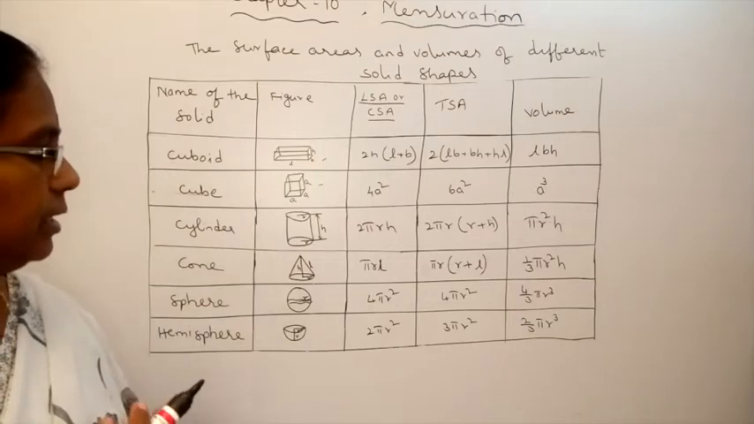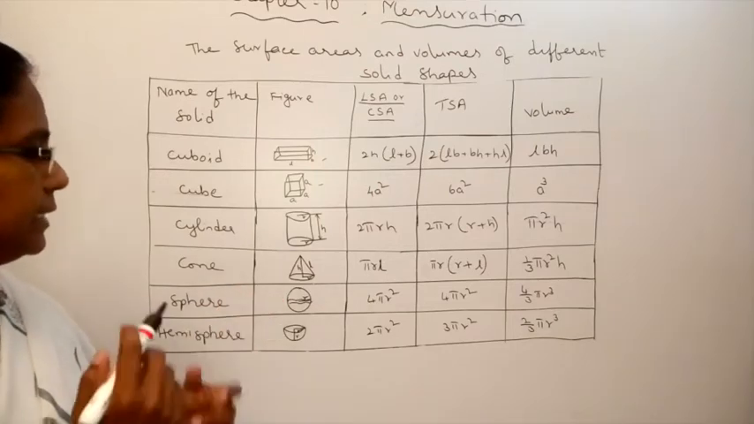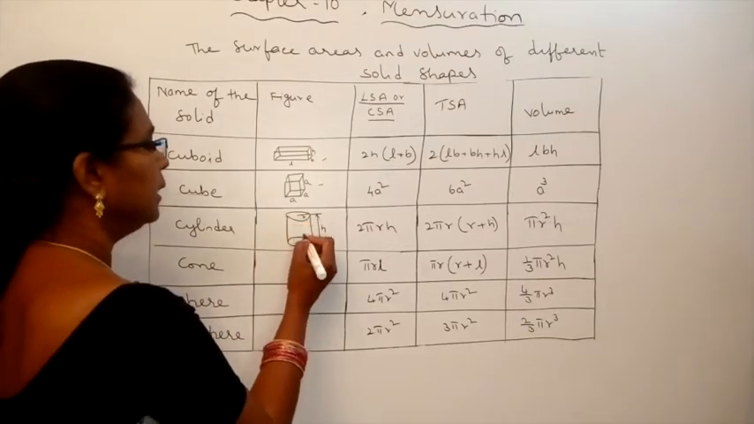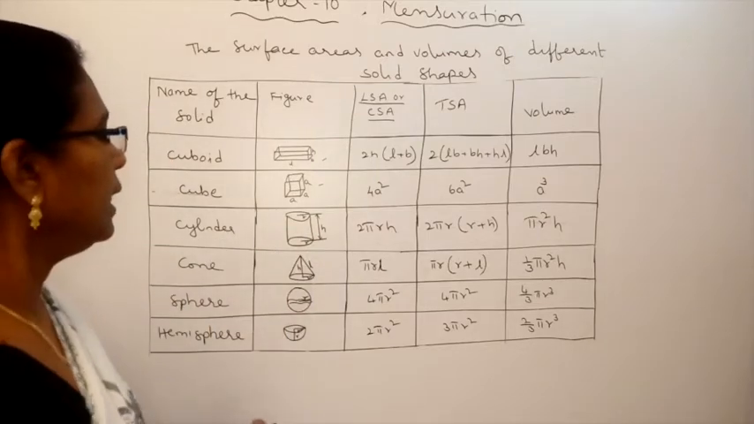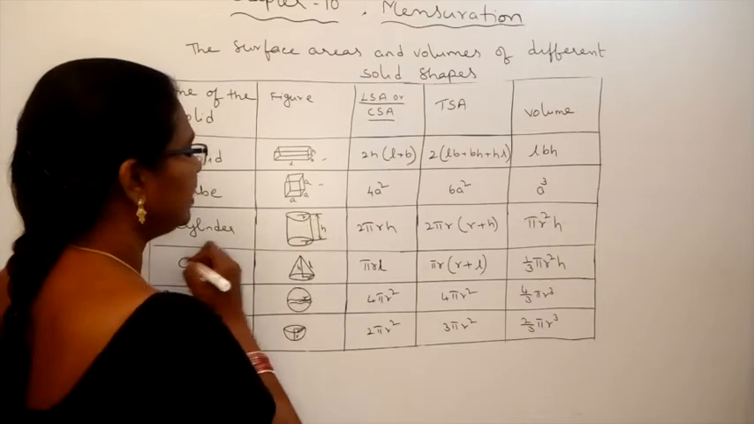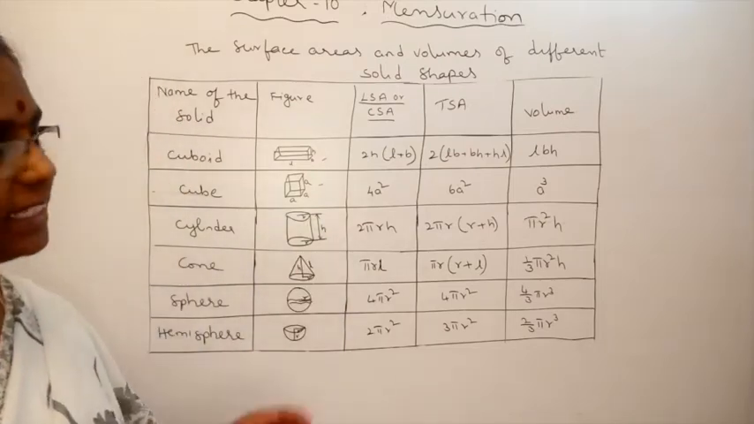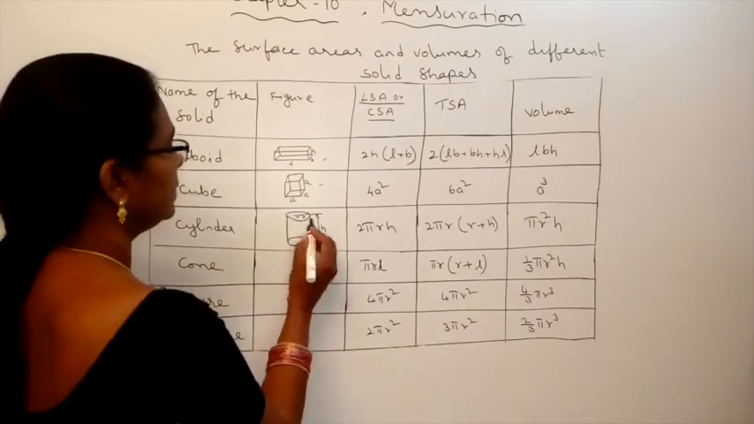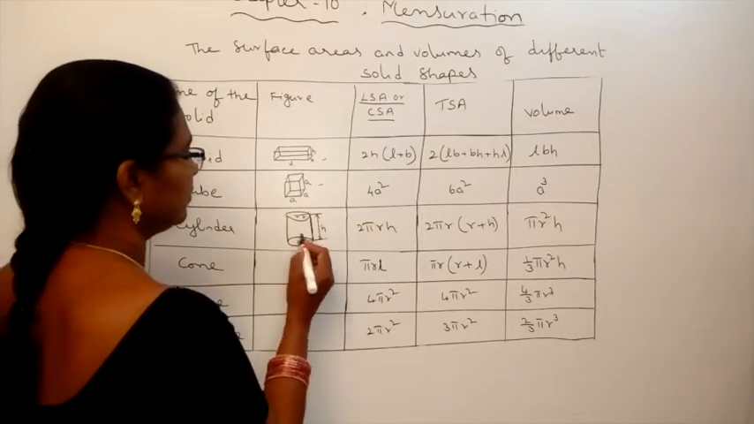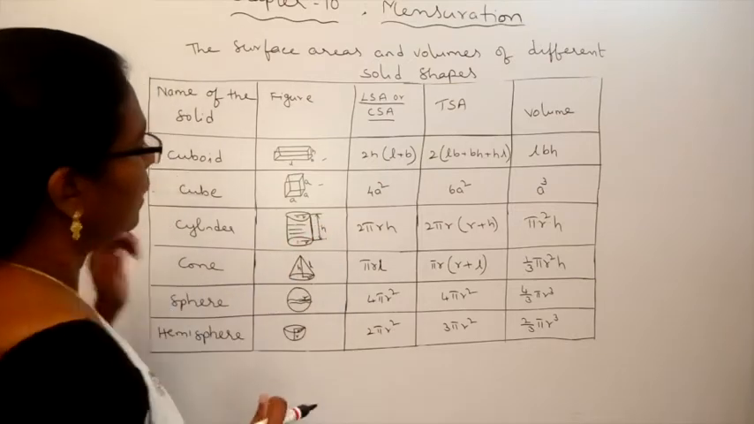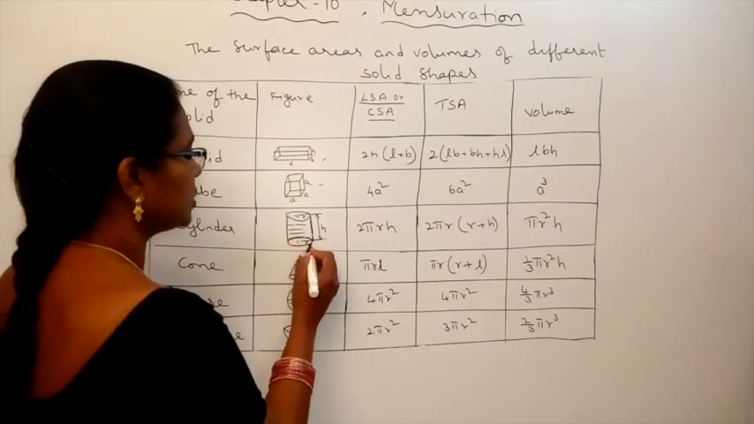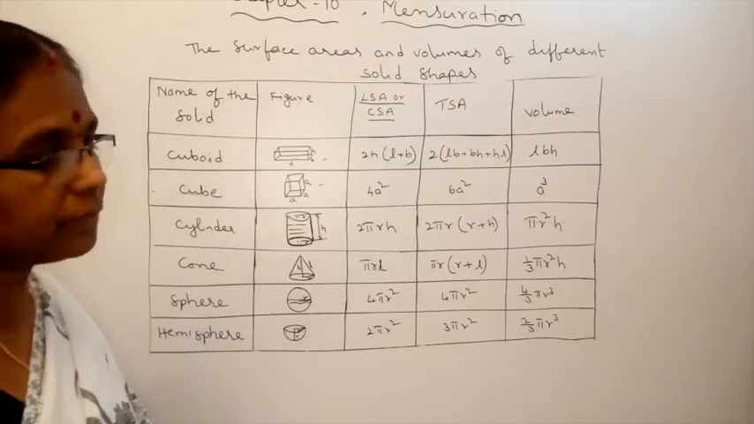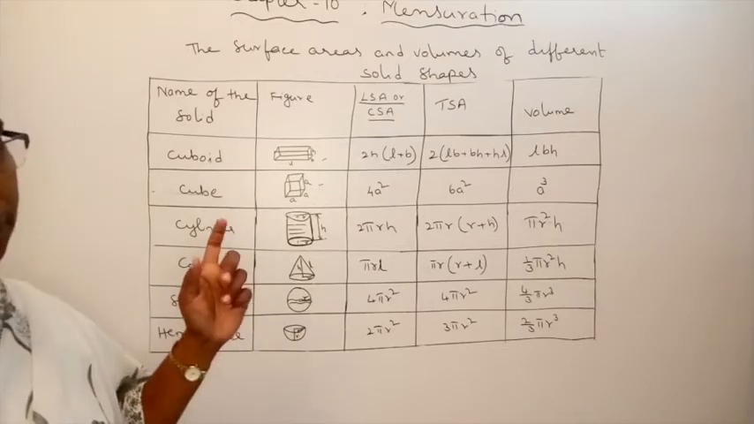Next, cylinder. Cylinder means the bases are circular in shape, and it has 3 faces: 2 plane surfaces and 1 curved surface. This is the plane, this is the plane, and this full one is the curved surface. What is the base? The base is always in the shape of a circle, both base and top.